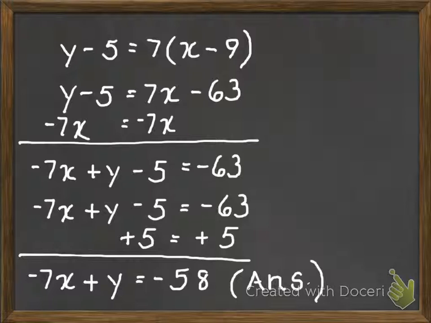This is standard form. Now, if you got something like 7x minus y equals 58, that's okay too. That's the same equation where each term was multiplied by minus 1, which changes all the signs to the opposite sign. So either answer should be correct on MyMathLab.